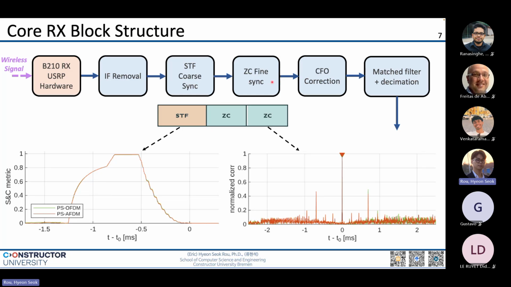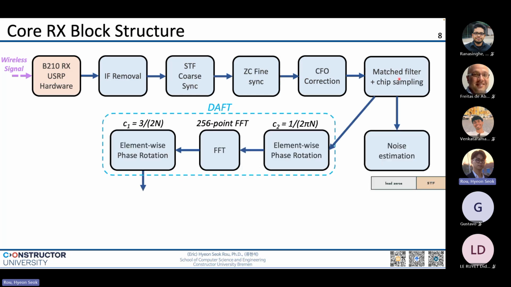And then we use the fine synchronization with the two Zadoff-Chu sequences. And this is used to find the actual peak and the actual estimated carrier frequency offset so that we can correct for it in the next block. So after this, we are fully synchronized, and then we perform, of course, the matched filter and decimation after the pulse. And then we have two steps here.